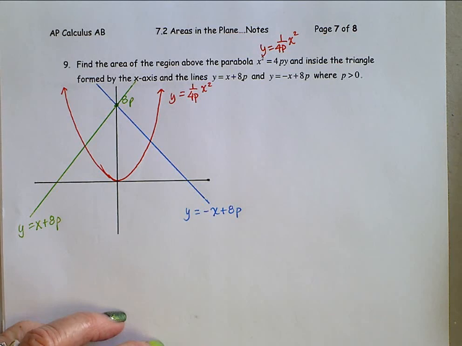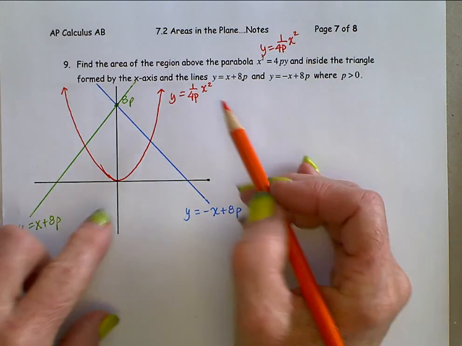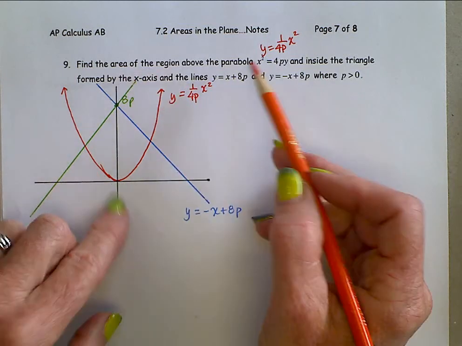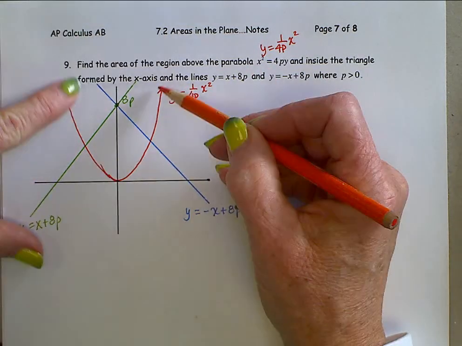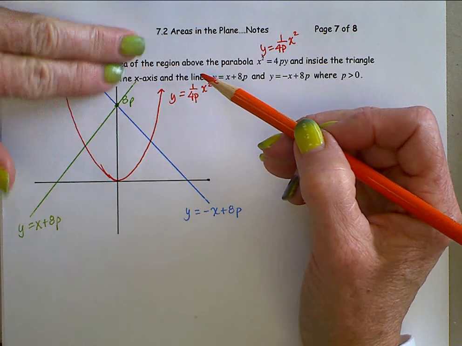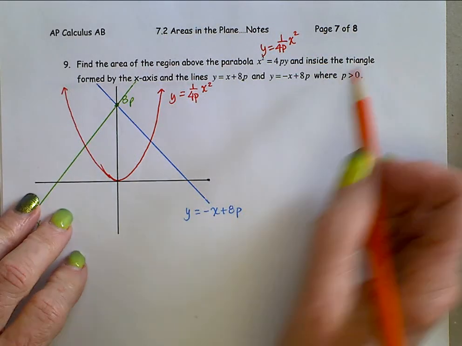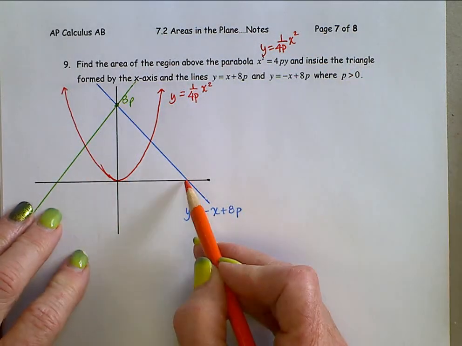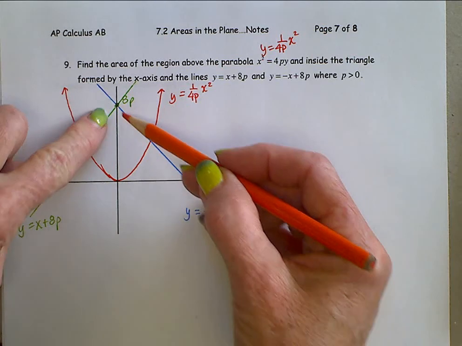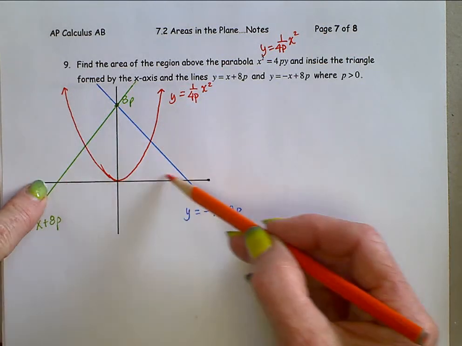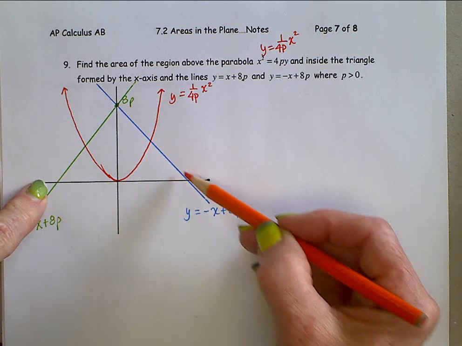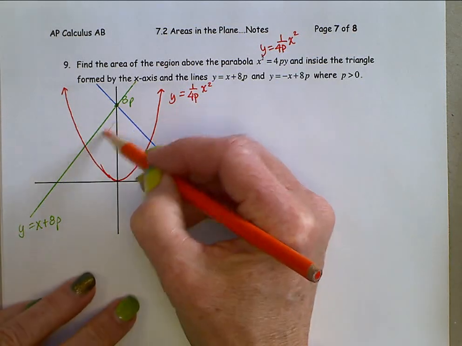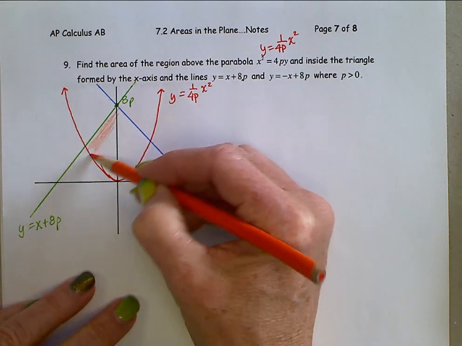Now we have to find the region that we want, the area. So find the area of the region above the parabola, so up in here, inside the triangle formed by the x-axis and these two lines. So inside this triangle, but above the parabola, that's all of this in here.